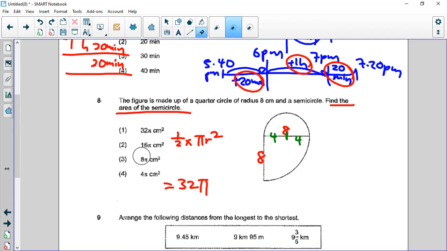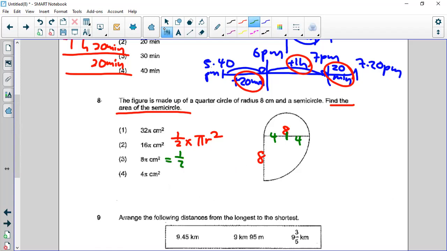So half times pi r square. So half times pi times 4 times 4. Be careful, right? The radius of the semicircle is 4. Then what do you get? 4 times 4 is 16. 16 divided by 2 is 8. 8 times pi is 8 pi. So the answer is number 3. So do you finally get the answer correct? Be careful, right? It's actually a very simple problem. So just don't lose your marks.